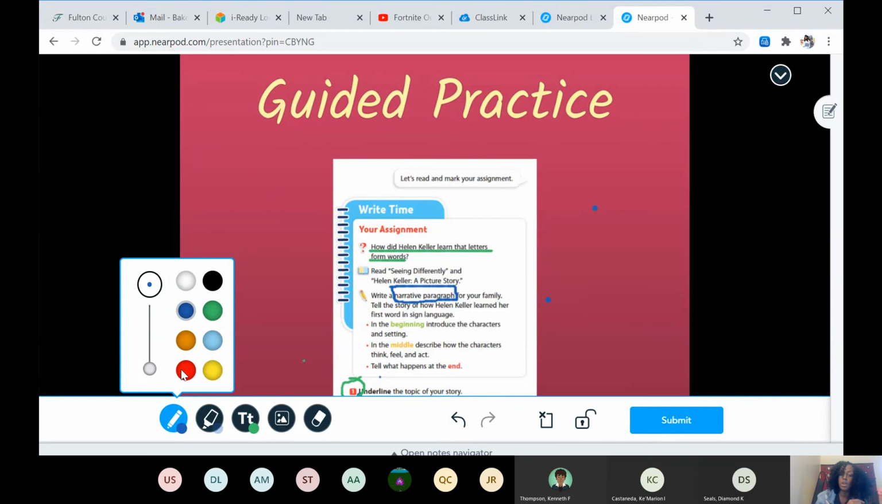Look in the instructions. Who did it say that you guys were going to be writing to? Helen Keller. Now, that's who you're going to be writing about, but who's going to read your story? So let's look at the pencil. It says, write a narrative paragraph for your family. Tell the story of how Helen Keller learned her first word in sign language. So who's going to read your writing at the end of the week?